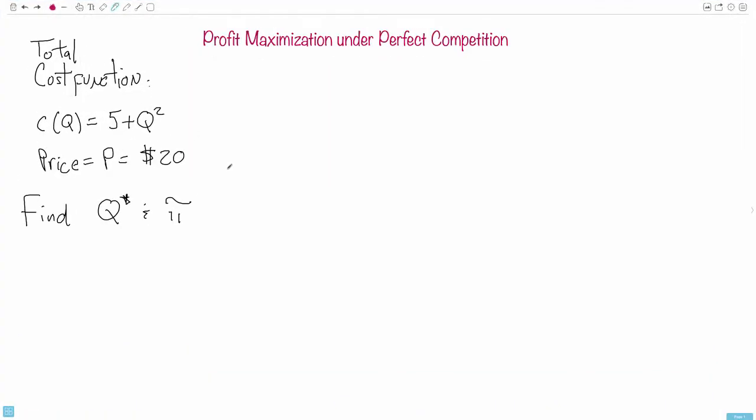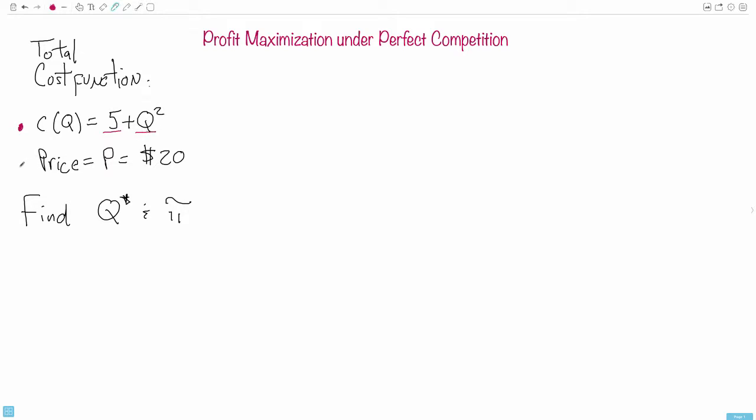Hello everyone. This example illustrates the profit maximization process that any company under perfect competition follows. So suppose that you are given the following information. You are given the total cost function, which is right here. Now notice it is composed of a fixed cost of 5 and a variable cost of q squared, right?